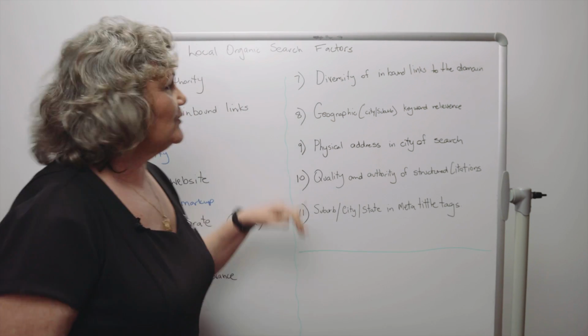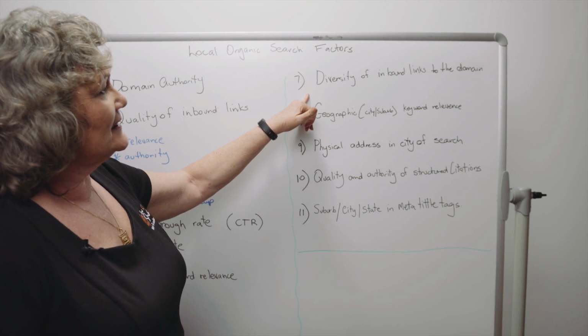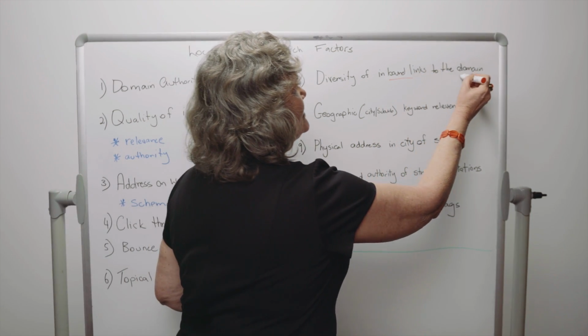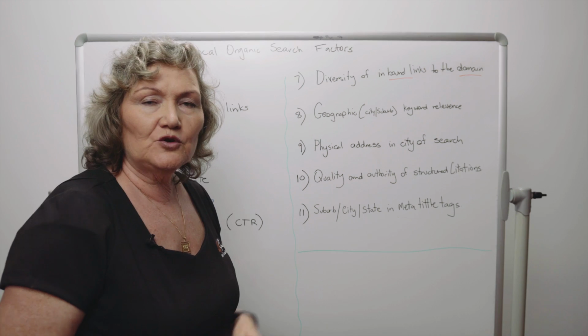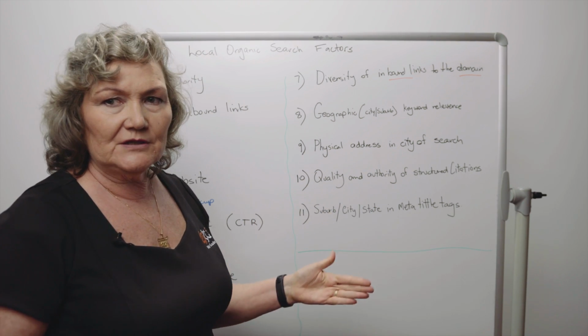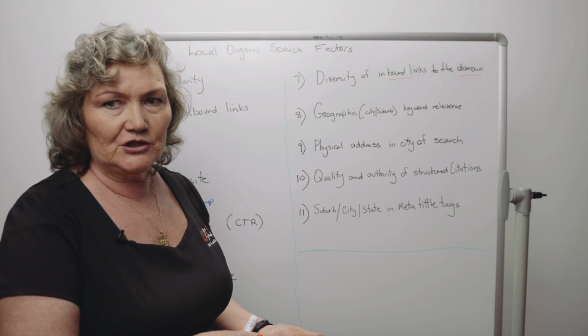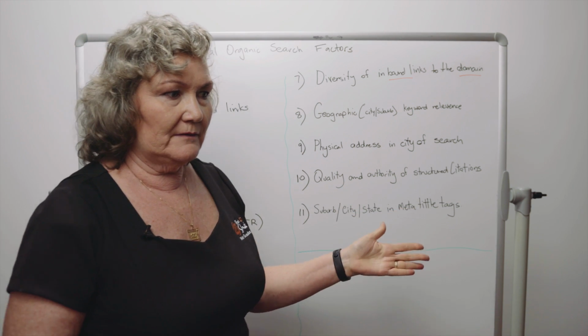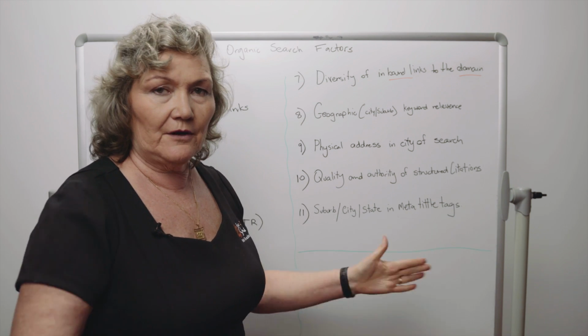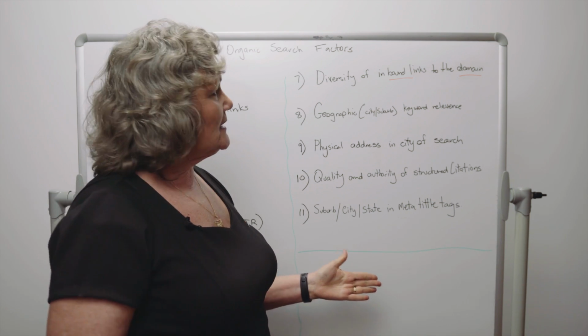Okay, so the next one we're looking at is your diversity of inbound links. So this is talking about the inbound links that come into your domain. So this could be in different pages, so you might have different links coming into different pages, not all coming into the home page. So if you are putting links out there and you're building links, don't get them all coming into the home page, have them go through the different landing pages in the website.